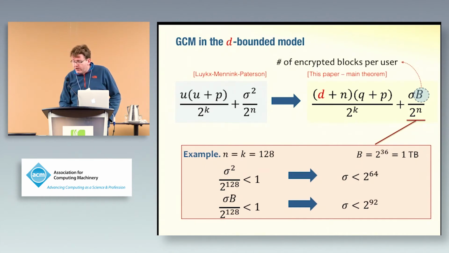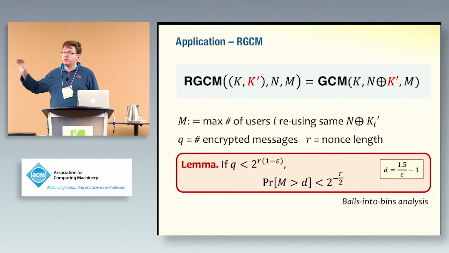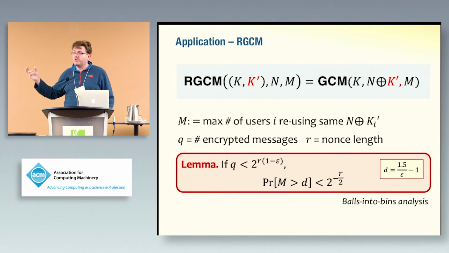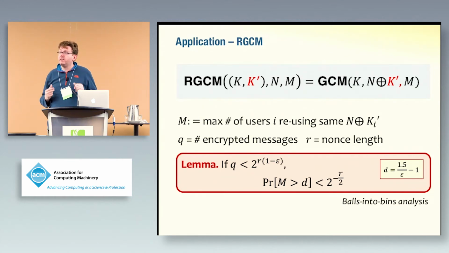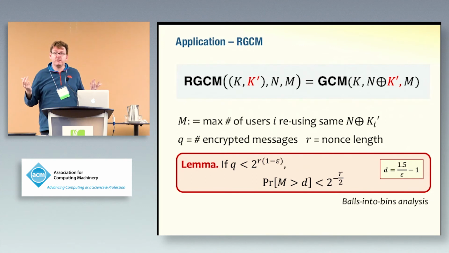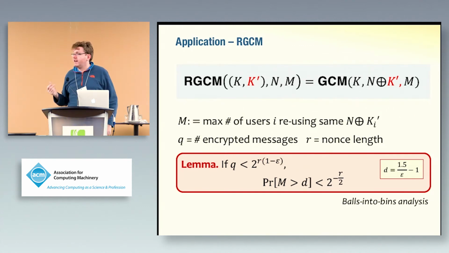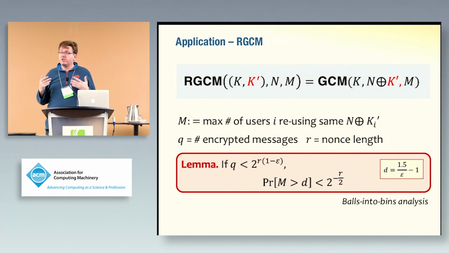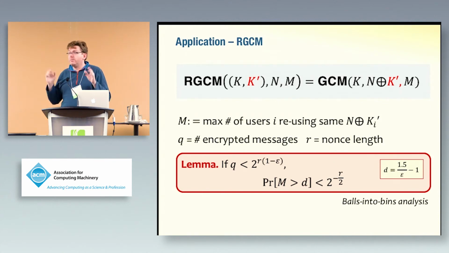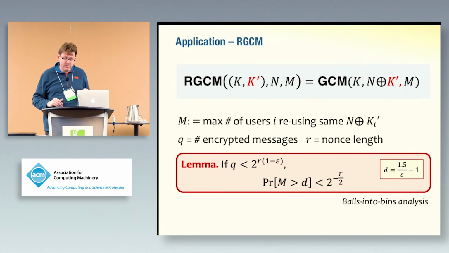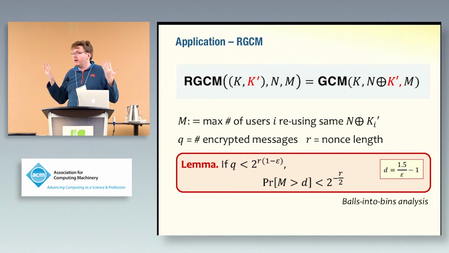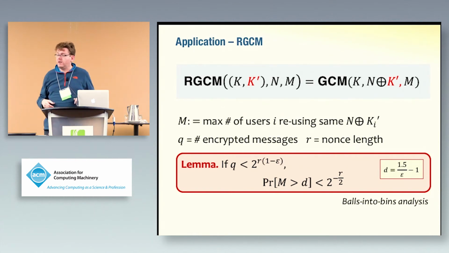Also, with respect to the first term, if we go back to GCM as used within RGCM, we can actually prove bounds on the actual resulting D. So we can see that if we randomize nonces as within RGCM, we can think of invoking the underlying GCM. And if we look at the maximum number of users that use any particular nonce, we can use a combinatorial balls-into-bins lemma that shows us that as long as the number of encrypted messages is not larger than 2 to the R, a little bit less, where R is the nonce length, so 96 bits, then no more than a constant number of users will reuse any particular nonce value.